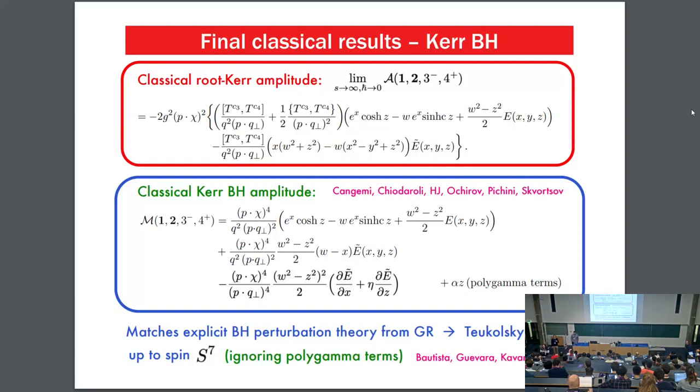Other questions? I might have a quick one. You mentioned the Kaluza-Klein graviton. Is it something more than just a massive graviton?